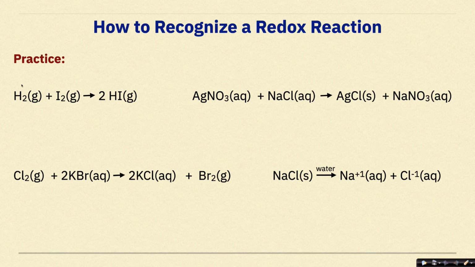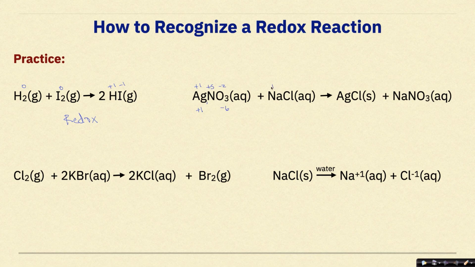So H2 is going to be 0 because it's diatomic. I2 is going to be a 0. And then the compound HI, H is +1, I is -1. This is a redox reaction. Let's look at our next one. Ag is going to be +1. Oxygen is going to be -2. -2 times 3 gives me -6. Bring the +1 down because there's an assumed 1 right there, which means nitrogen has to be +5.